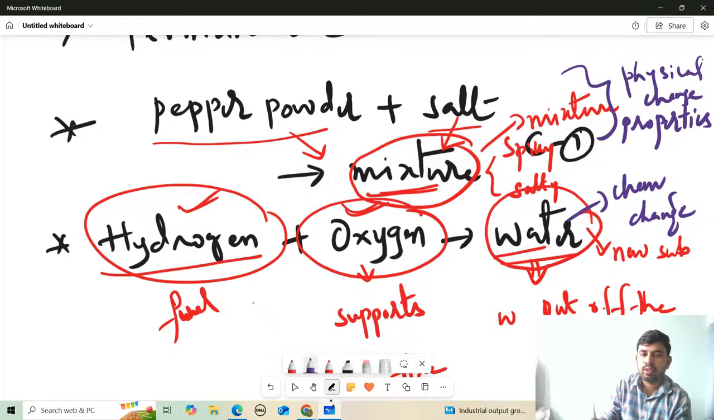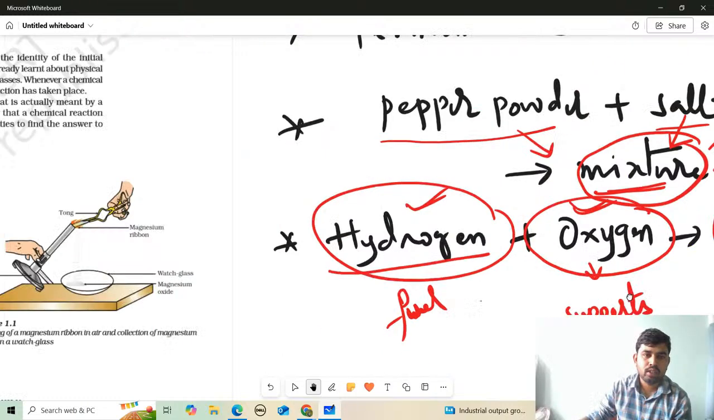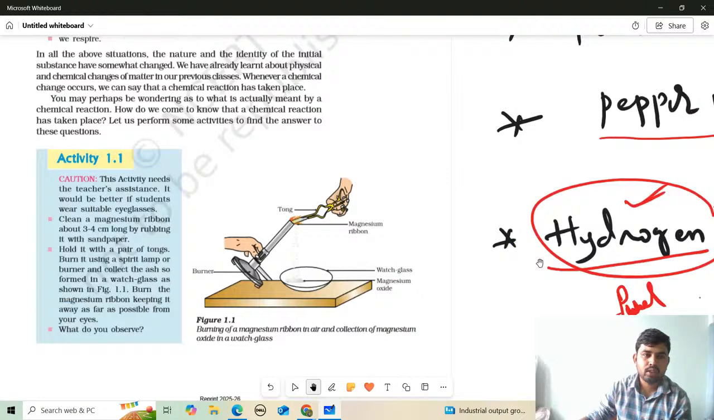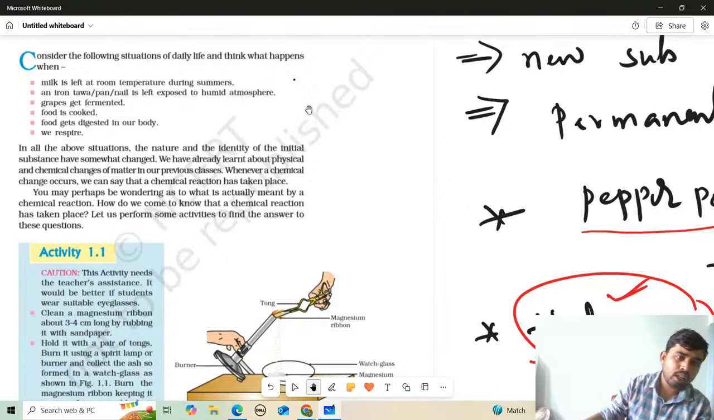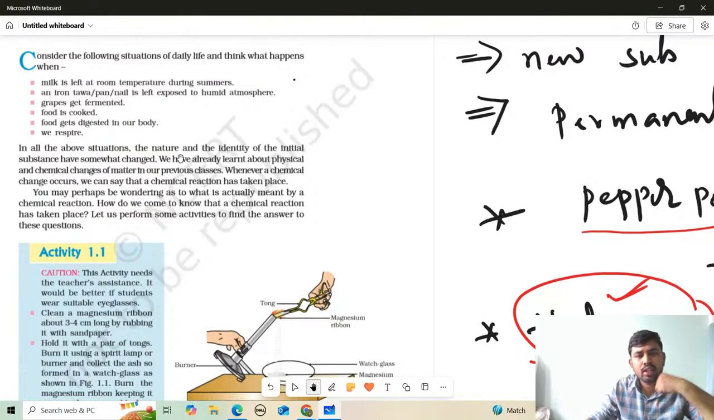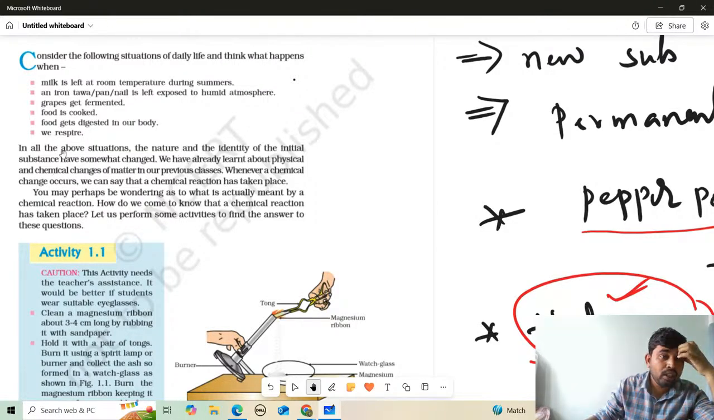Okay, so in chemistry, let me discuss the first para in this chapter, what they have given actually. As you can see here, they have given certain examples. So these examples: milk is left at room temperature during summers, and an iron tawa or pan is exposed to the humid atmosphere. Grapes are fermented. Food is cooked and food gets digested in our body. These are certain examples which describe chemical change. Just to remember here, in all the above situations, the nature and identity of the initial substance have somewhat changed.